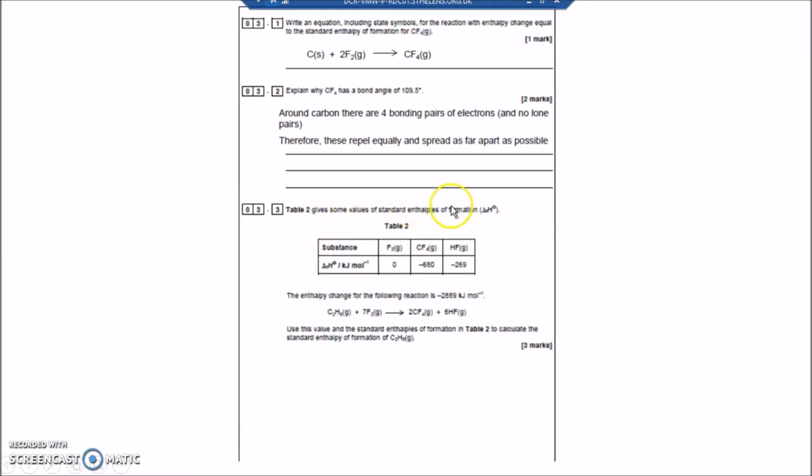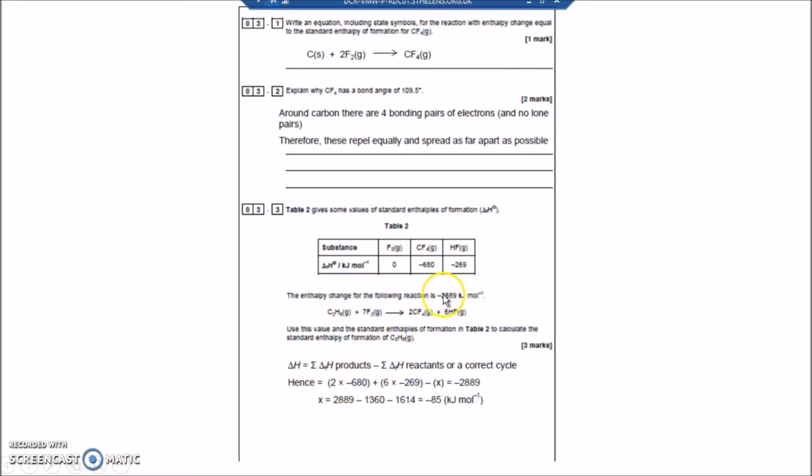We've got some standard enthalpies of formation here of each of these chemicals, but we haven't got C2H6, and it's asking us to work that out. So what you need to know is that the overall enthalpy change, which is given here, delta H, is minus 2889. That equals the enthalpies of the products, so 2CF4 and 6HF, those two added together on the right hand side, subtract the enthalpies of formation of these two, so 1 C2H6 and 7 F2. We don't know the C2H6, it's not given to us, so that's what we've got to work out.